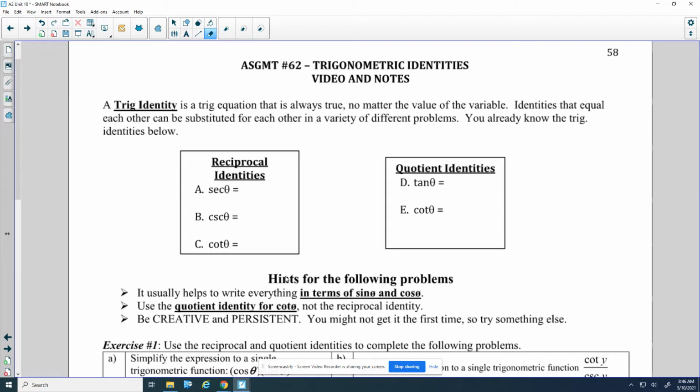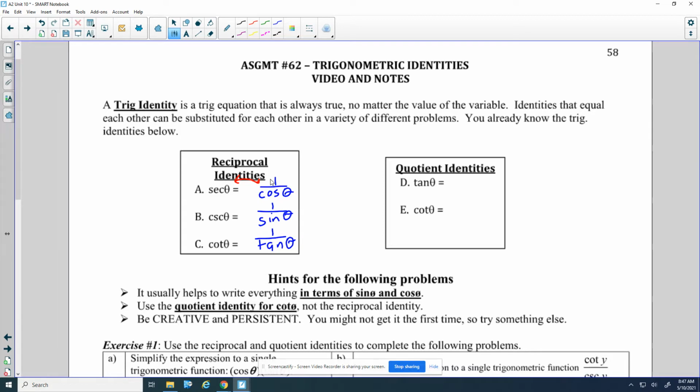So secant theta is always equal to 1 over cosine theta. Cosecant theta is always equal to 1 over sine theta. And cotangent theta is always equal to 1 over tangent theta. So the idea is when you have an identity, these two are interchangeable. Okay, so if I have secant theta, I could plug in 1 over cosine theta or vice versa.